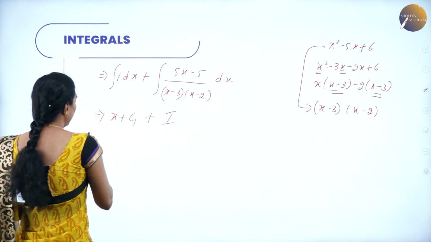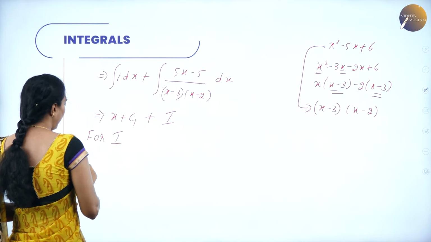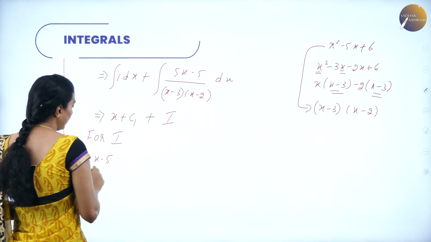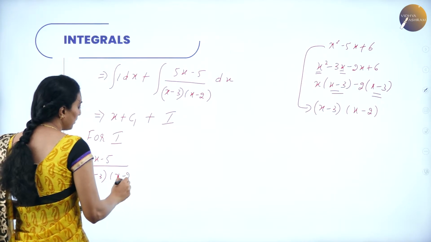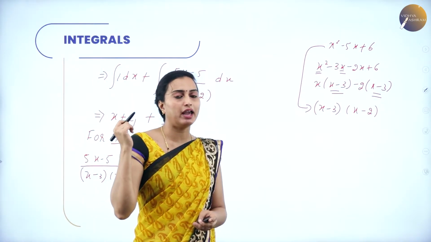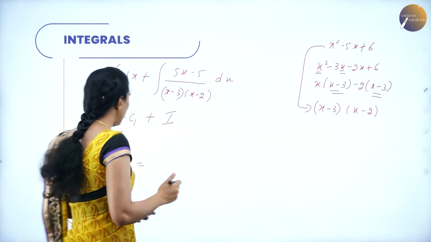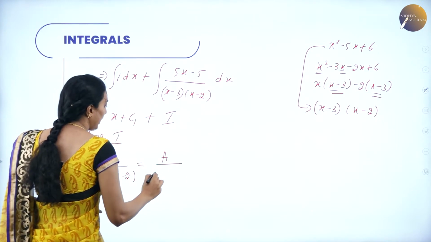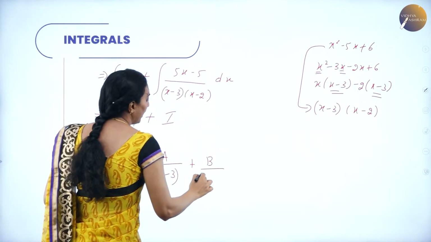So now finding for I, I am taking what is that? 5x minus 5 divided by x minus 3 into x minus 2, which can be written as how? It is in the form of px plus q divided by x minus a into x minus b. I can write that one as a divided by x minus 3 plus b divided by x minus 2.